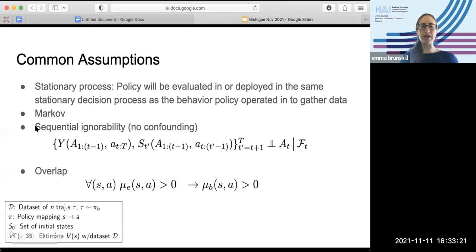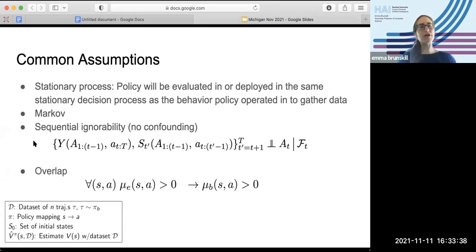And a third is sequential ignorability, or no confounding. This is the assumption that the decisions that are made depend only on the observables, and that there is not some additional information affecting the decisions that are made in your data set.